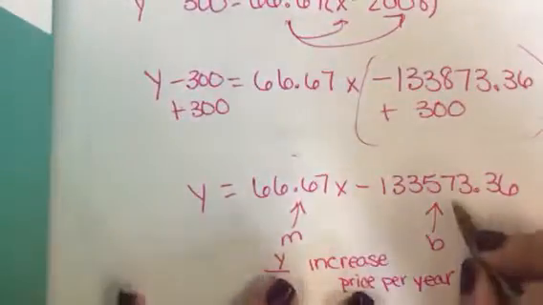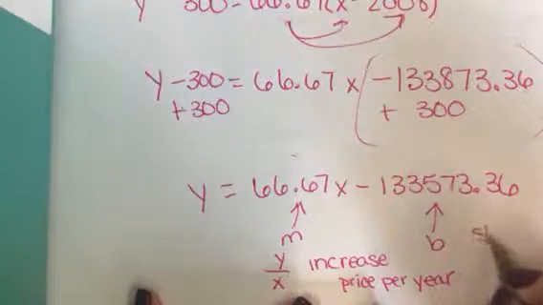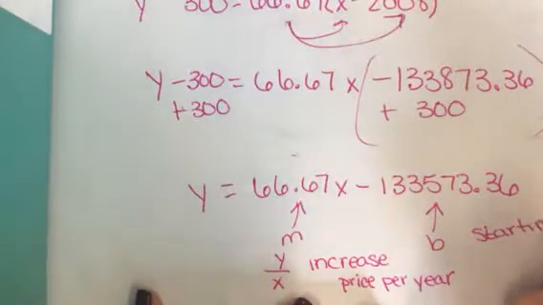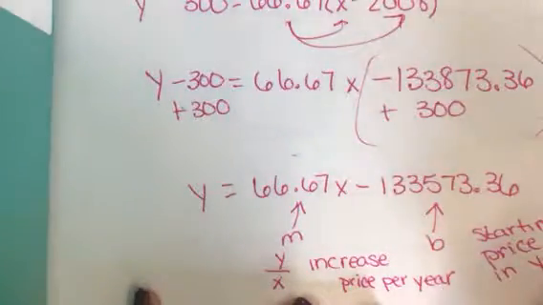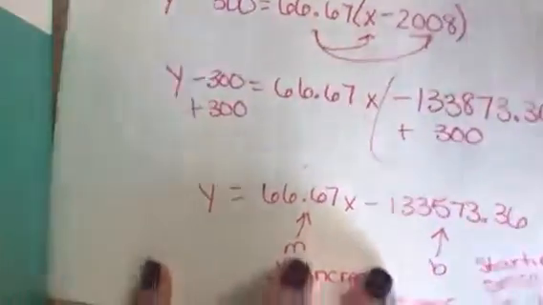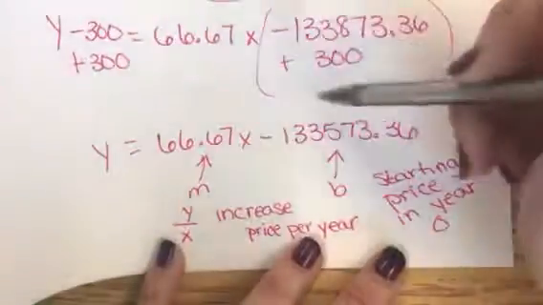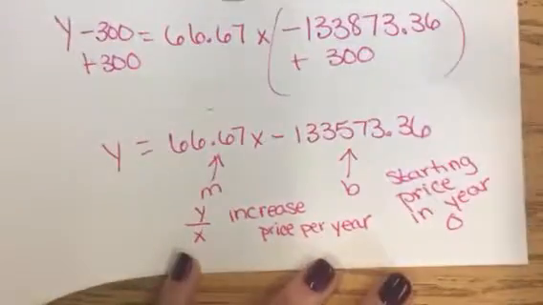Your y-intercept is always going to be a starting point, so this is going to be the starting price in the year 0. Keeping in mind the year 0, we didn't have any cell phones. I mean, we were going back, so that's why this ends up being negative.